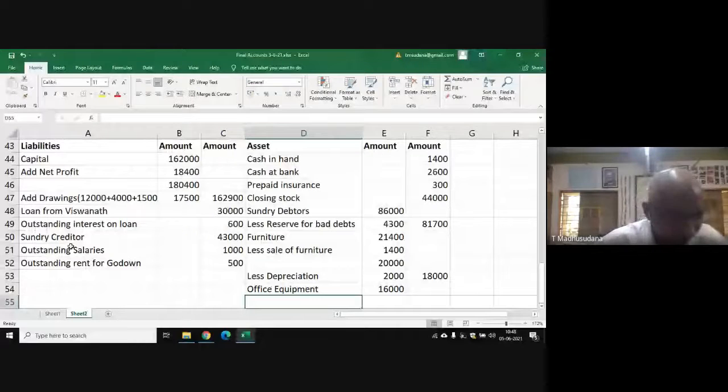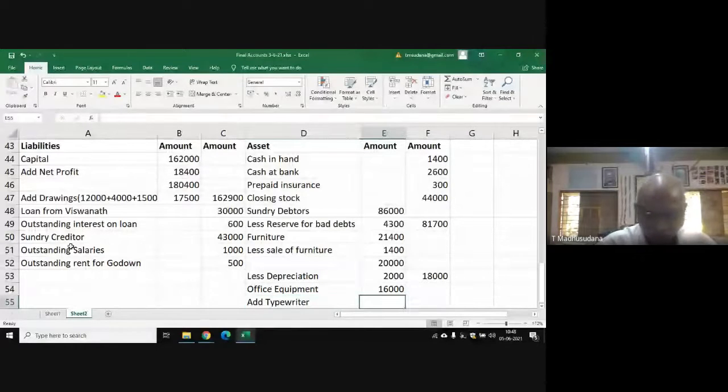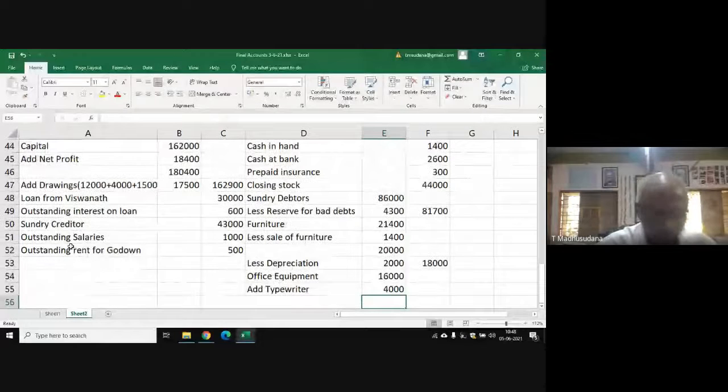The office equipment balance is 16,000. This also has an adjustment. One typewriter was purchased during the year, so that typewriter is to be added. What is the value of the typewriter? 4,000. So the total is 20,000.